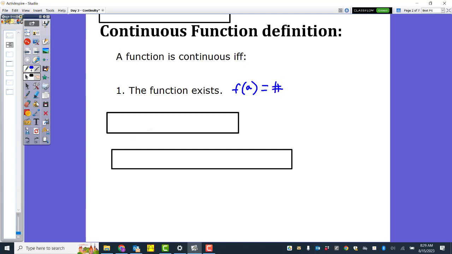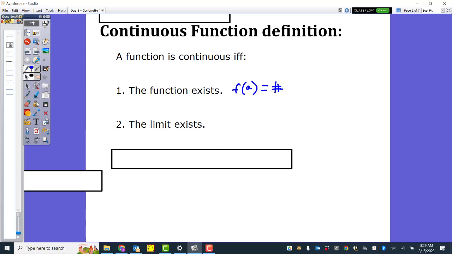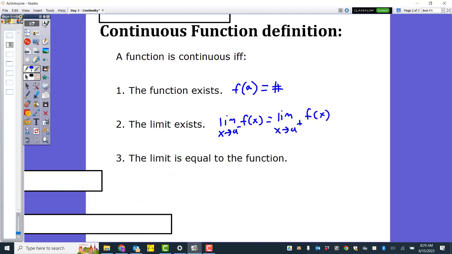Okay? Second, the limit exists. That means the limit as x approaches a from the left of f of x is equal to the limit as x approaches a from the right of f of x. So the limit exists. Lastly, the limit is equal to the function. So that means the limit as x approaches a of f of x is equal to f of a.